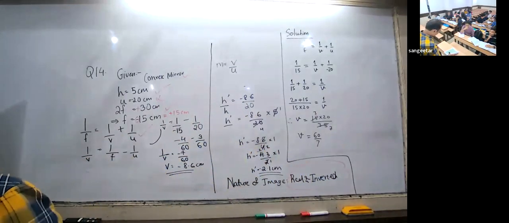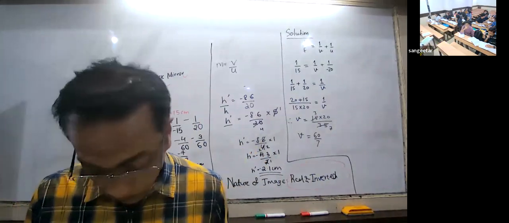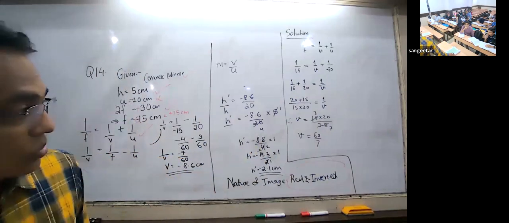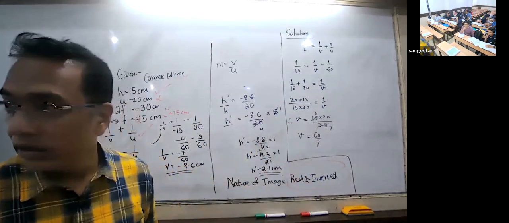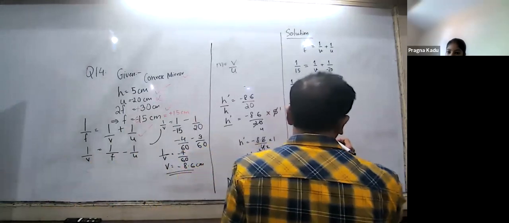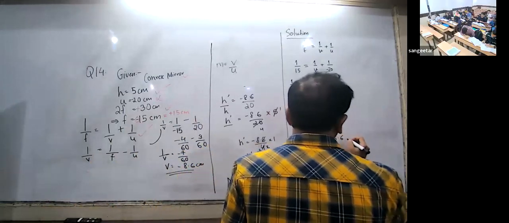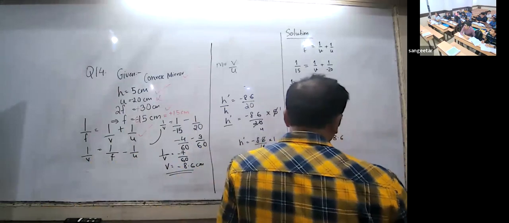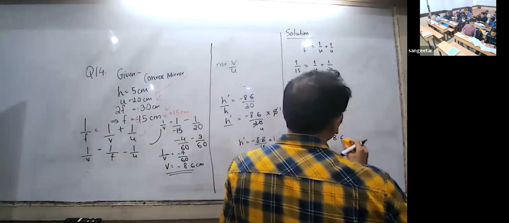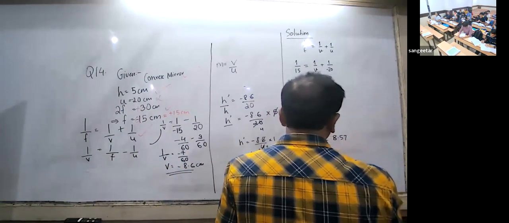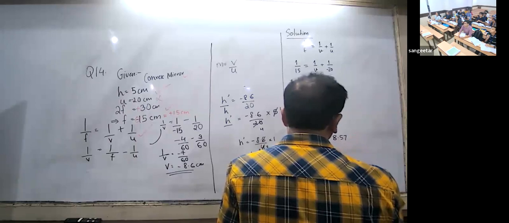Now, to solve it, what is 60 by 7? How much is that? 8.57. That is 8.6. So this is equal to 8.6 centimeters.